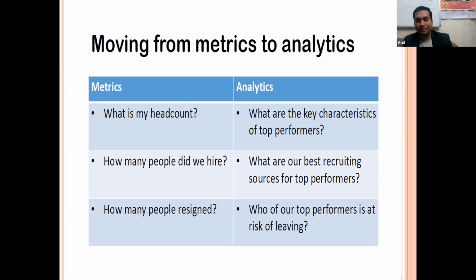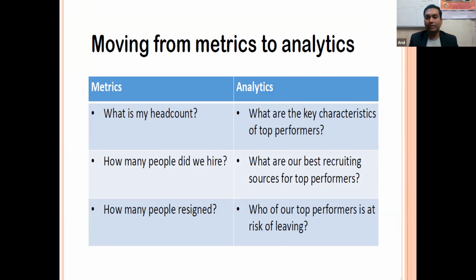It is a metric. How many people did we hire? It is a metric. How many people resign? It is a metric. Fairly, just kindly have a look. What are the key characteristics of top performers? Analytics. What are our best recruiting sources of top performers? Analytics side. Who of our top performers is at the risk of leaving? So just kindly see both the sides, metrics and analytics sides.